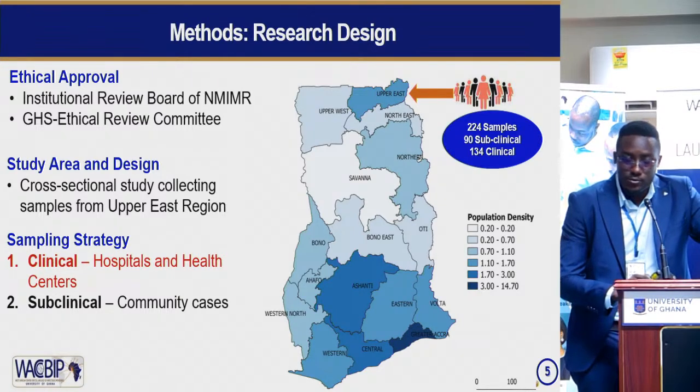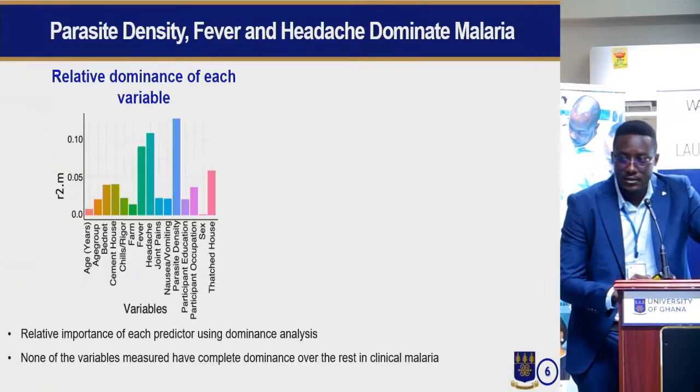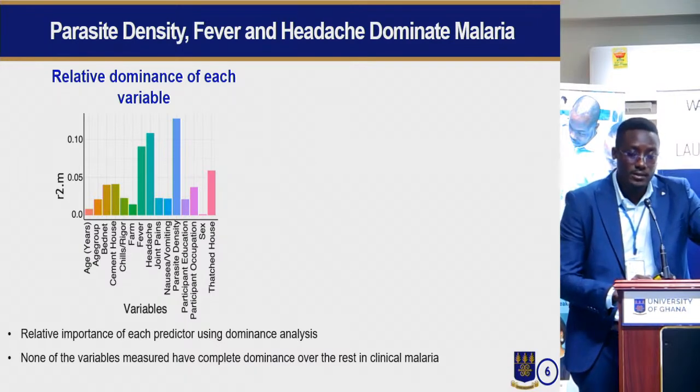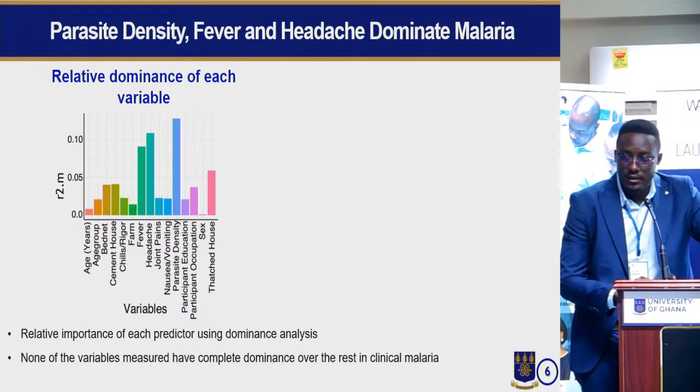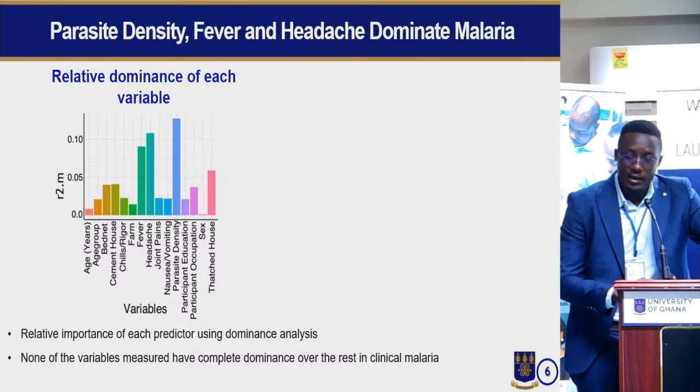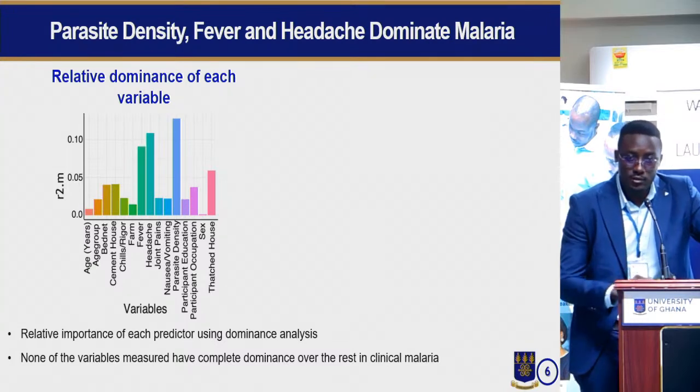We ended up with 224 samples, 90 subclinical cases and 134 clinical cases, which we recruited. During recruitment, we did a questionnaire and we took information about their age, whether they had fever, the symptoms, as well as some of these factors.